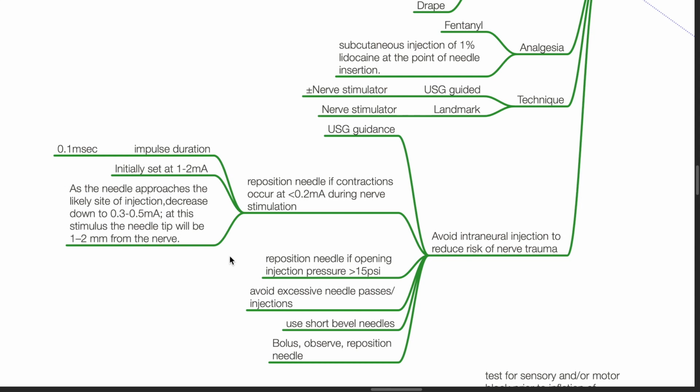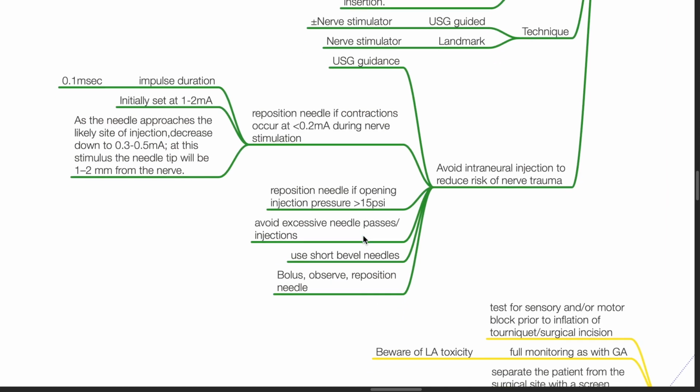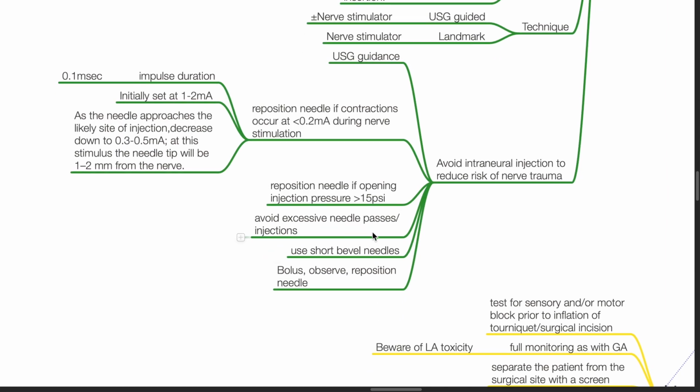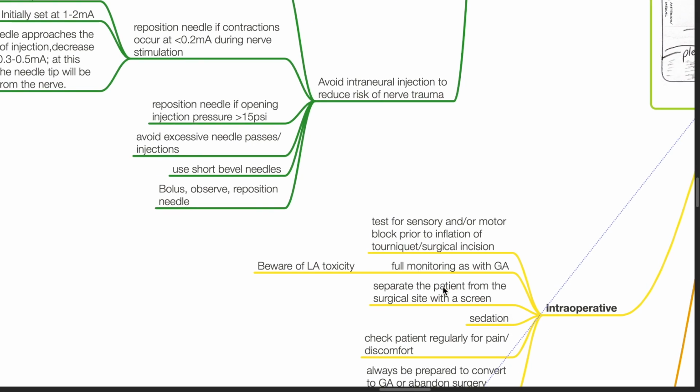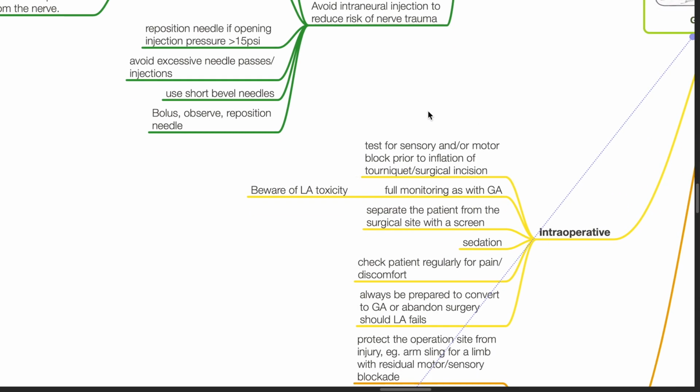Reposition the needle if opening injection pressure is more than 15 psi. Avoid excessive needle passes or injections. Use short bevel needles. Bolus, observe and reposition needle. Intraoperative measures. Test for sensory and/or motor block prior to inflation of tourniquet and surgical incision.